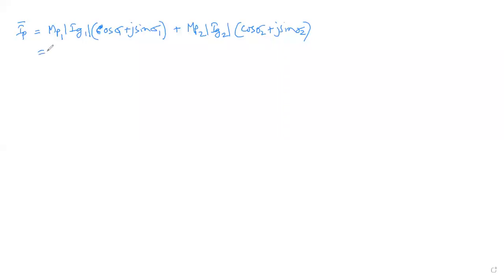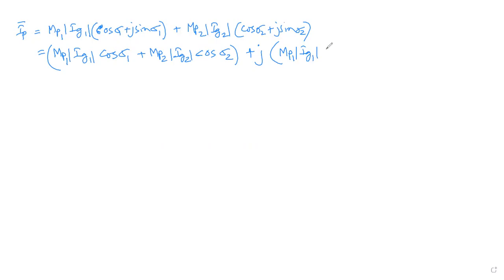Now, what we can do is simply take out the real part and imaginary part. So this is MP1 IG1 cosine sigma 1 plus MP2 IG2 cosine sigma 2, let's put it into a bracket, plus j times MP1 IG1 magnitude sine sigma 1 plus MP2 IG2 sine sigma 2.